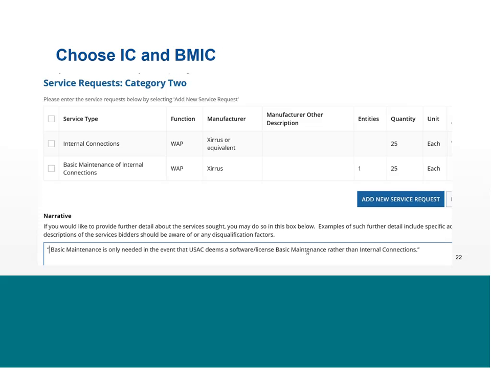And so the way to avoid it is to select both options on your 470 when you go out to bid, so that you're covered. And then just put this little description in your narrative box so that service providers know you're not really asking for a basic maintenance bid. You're just putting that on the form to cover you in case USAC thinks it's basic maintenance. Does that make sense, Sue? Did I explain that correctly?